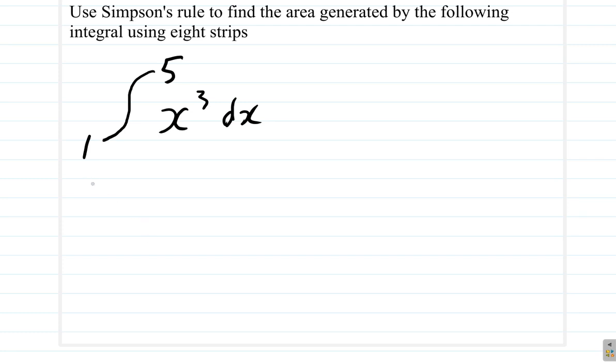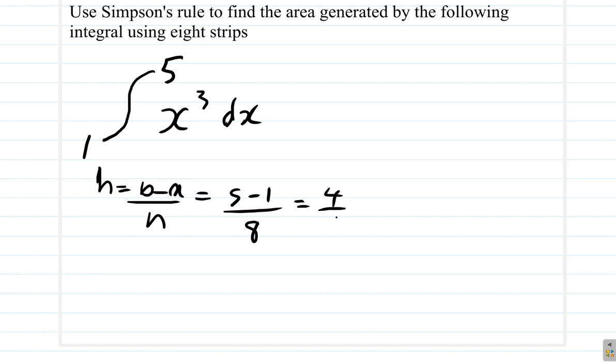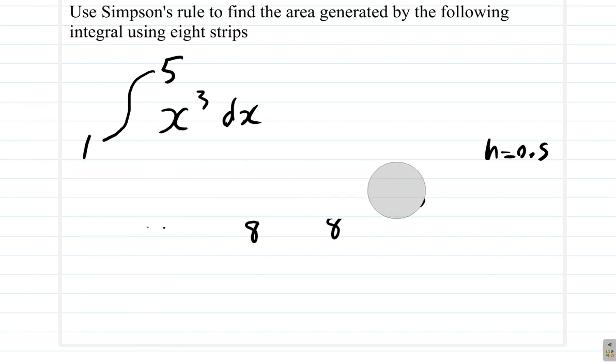In this case, I want to find out what h is. h is b minus a over n. In this case, what we have is 5 minus 1 over the number of strips, 8. We want to see how wide the strips will be. It is 4 over 8, which is 0.5. So just make a note over here: h will be equal to 0.5. That will be the width of the strips.